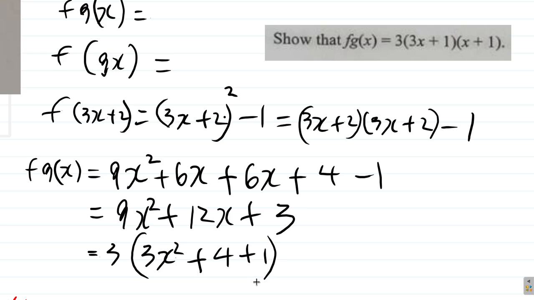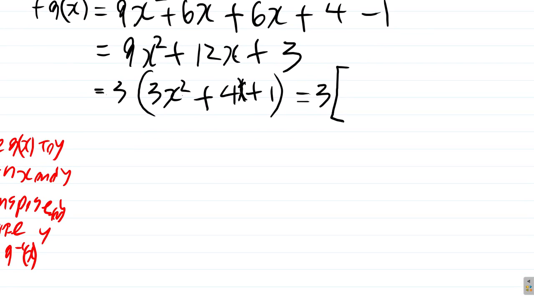Now, what is inside the bracket, for x, I left off the x. What is inside the bracket? Let's see if we can factorize it using the AC method. Let's put a square bracket here so that we don't mix them up. With this, what we have here is 3x squared plus 4x plus 1. With the AC method, multiply a by c. In this case, a is 3, c is 1. 3 times 1 is 3.